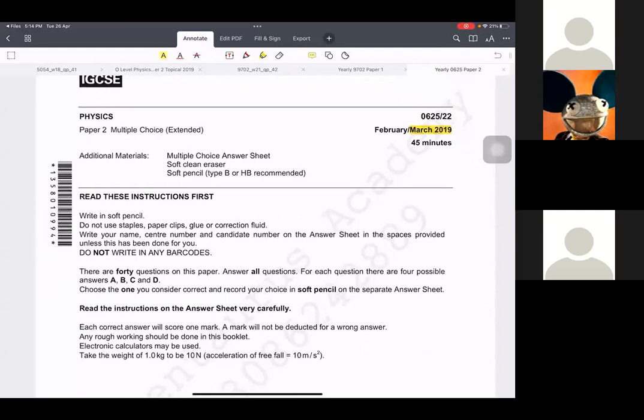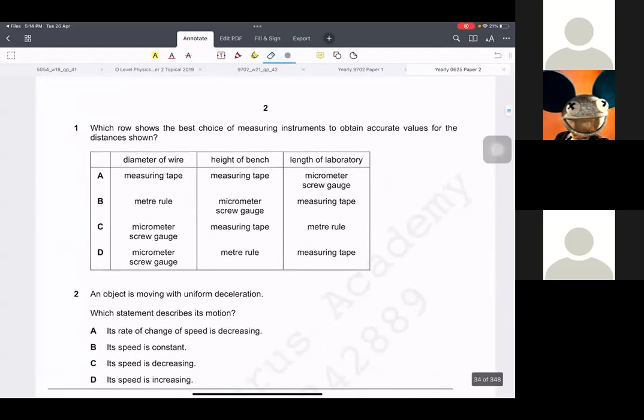Now, we are going towards which row shows the best choice for measuring instruments to obtain accurate value of the distances shown. Diameter of wire is best done by micrometer screw gauge. Height of bench could be 1 meter, might not be 1 meter. Length of laboratory has to be measuring tape. So it means this is the right answer, right? All right. And then we are going to the next one.